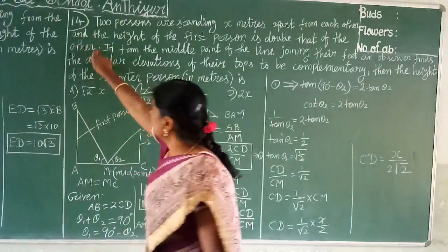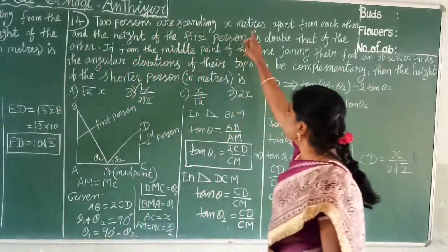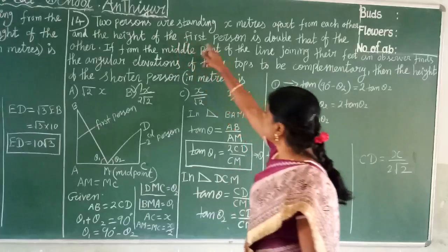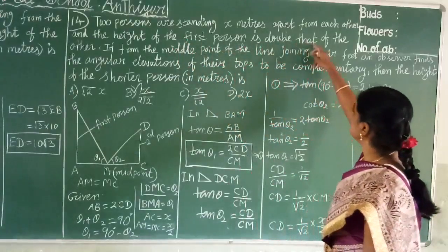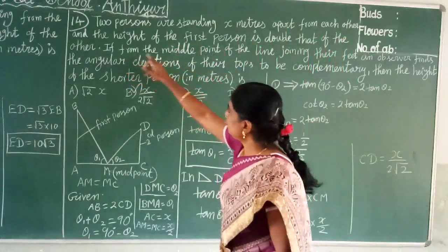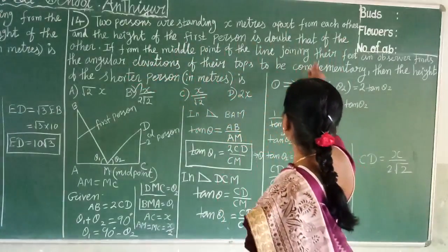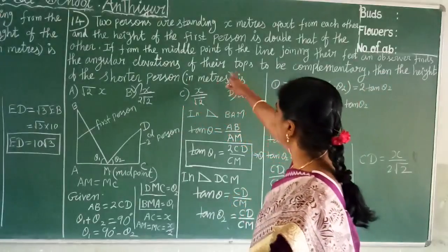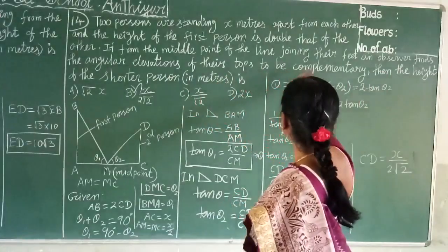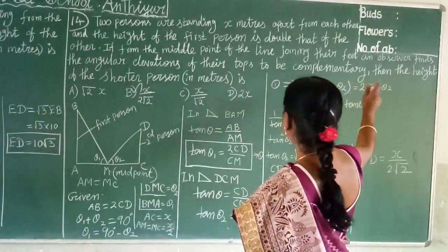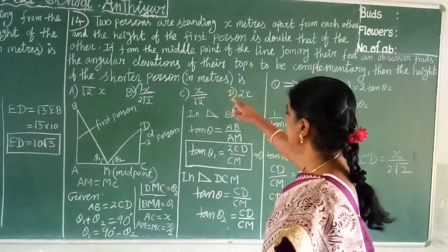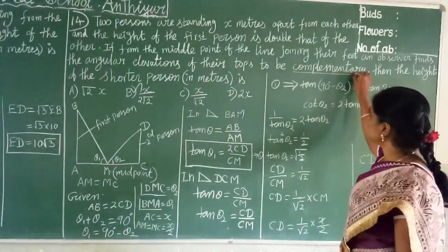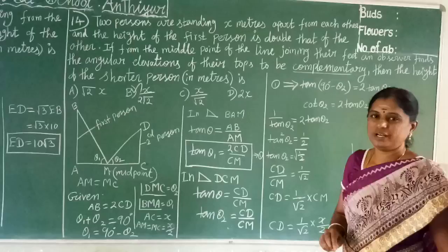Now the 14th one. Two persons are standing x meters apart from each other and the height of the first person is double that of the other. If from the middle point of the line joining their feet an observer finds the angular elevations of their tops to be complementary, then we have to find the height of the shorter person in meters. Here complementary means the sum of two angles is 90 degrees. Already in lower classes you studied this.